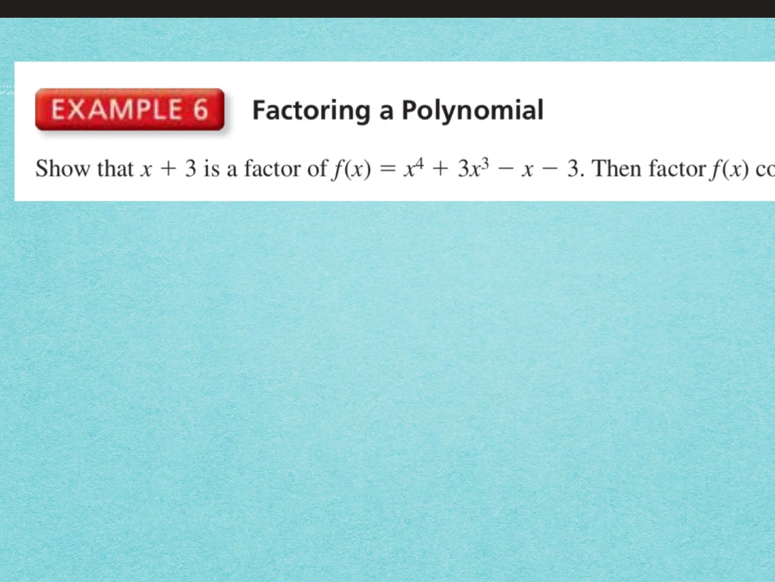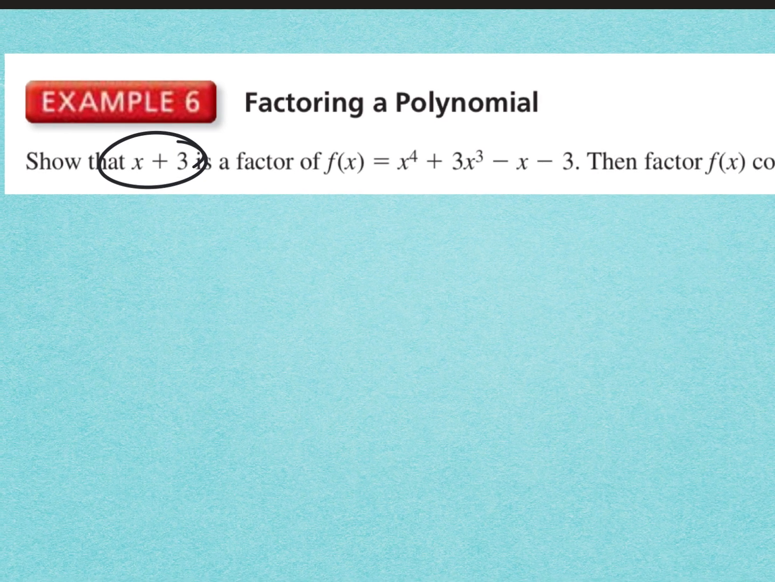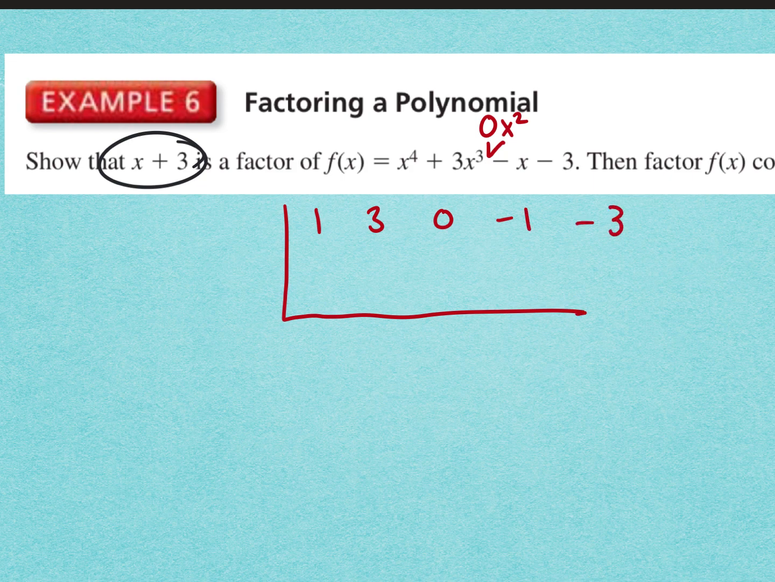So example 6 is the same. We have to show that what it gives us is a factor and then finish factoring it. So it's just like one step more. We just have to prove that x plus 3 is a factor and then continue to factor it. So same thing I just did, synthetic division. What's going to go inside the box? Awesome. Got to make sure that we put that 0 in the x squared spot. So it'd be 1, 3, 0, negative 1, negative 3. What's going to go outside the box? Negative 3, perfect, because we changed the sign.